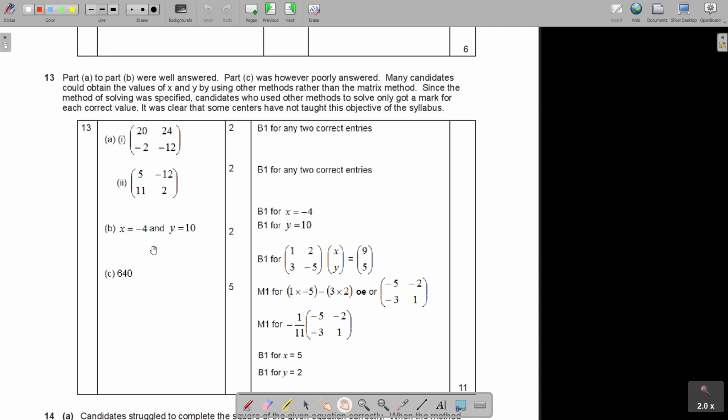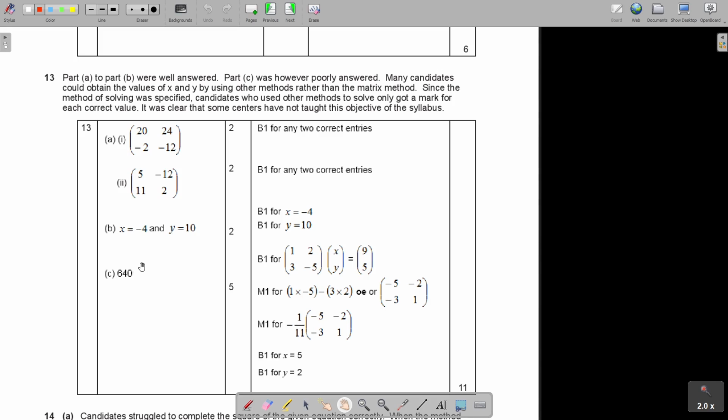X and Y. I don't know why is this one. Just want to see. I think they negative 4. Question 13. I'm just going to control a little bit to see with our answer now. Negative 12, that's correct. And then 5, 11, negative 12 and 2, that's correct. And then the negative 4 and the y is equal 10 is correct.